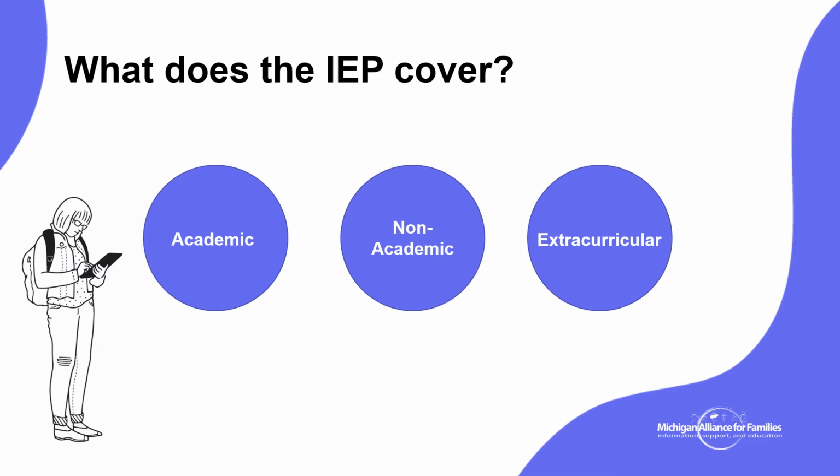And if it's a club that everyone is welcome at, that means the supports and services that the student needs go with them to that club. So these are all 3 areas throughout the day, throughout the educational experience that should be considered in the IEP. So we're talking about academic, non-academic, and extracurriculars.